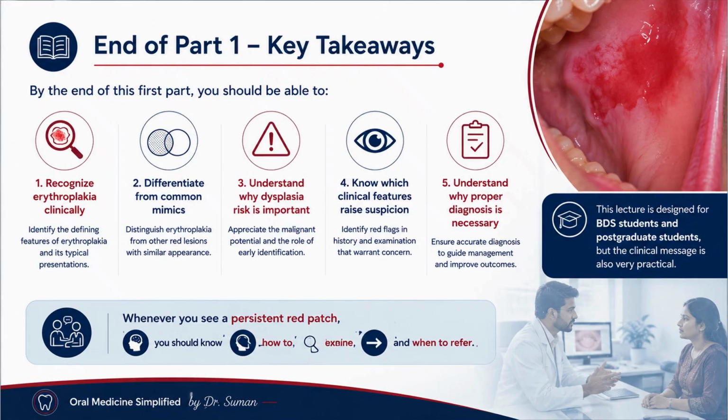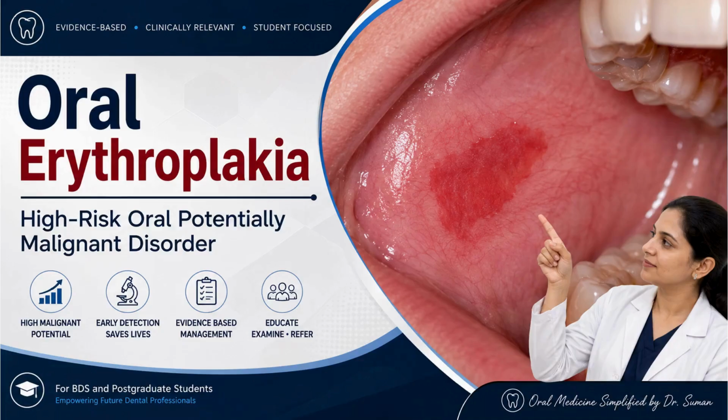Whenever you see a persistent red patch in the mouth, you should not simply describe its color. You should ask, what is the duration? What is the site? Is it symptomatic? Is there induration? Are there risk habits? Could this be a mimic? And does this lesion need biopsy or referral? That is the level of clinical thinking we want to develop.